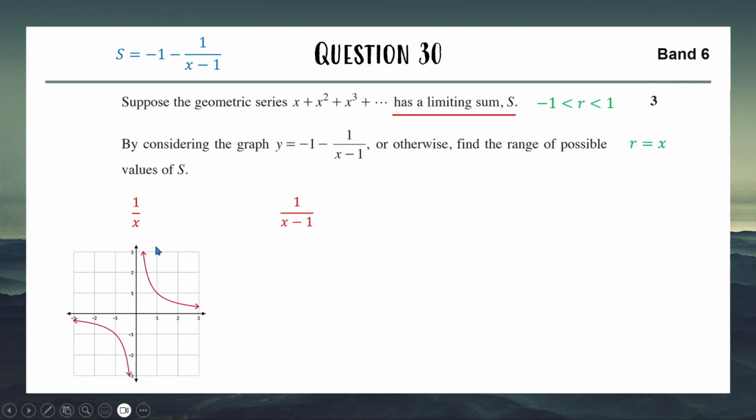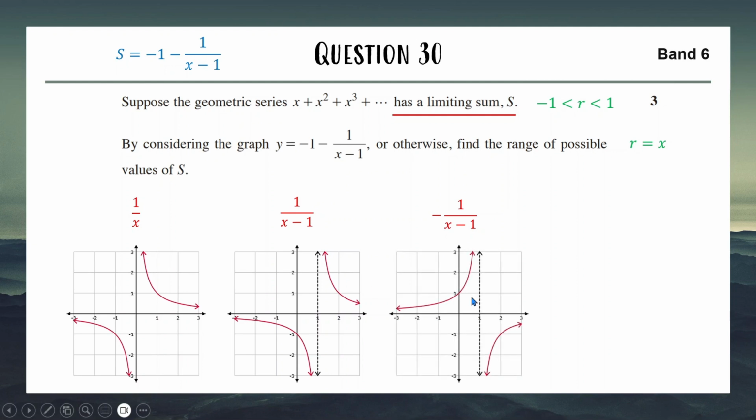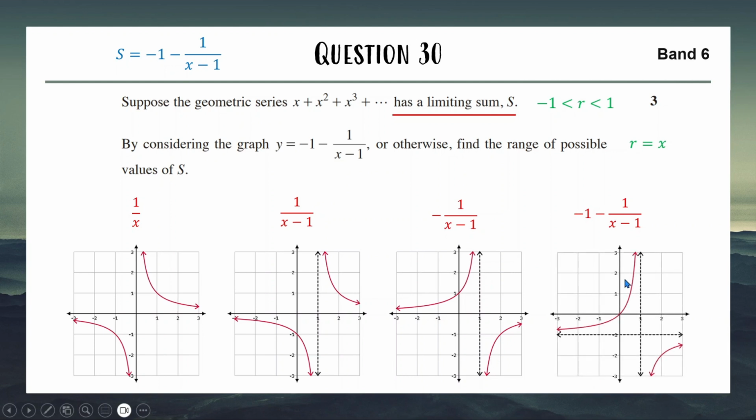Okay, what happens when I change the x to be an x minus 1? Well, this takes the entire graph and shifts it 1 unit to the right. So now the vertical asymptote is at x equals 1. What happens when I put a negative in front of this? Well, this is going to reflect the graph across the x-axis, so it's going to flip it upside down and look like this. And now the last step is to add in this minus 1. If you're adding in a minus 1 to your expression, it's taking the entire graph and shifting it down by 1 unit. So there are our 3 transformations to get from 1 over x to this expression here.